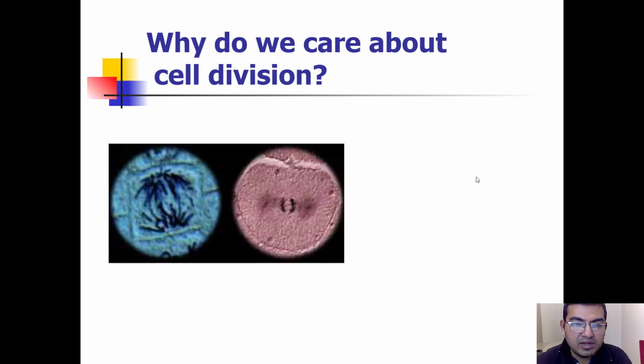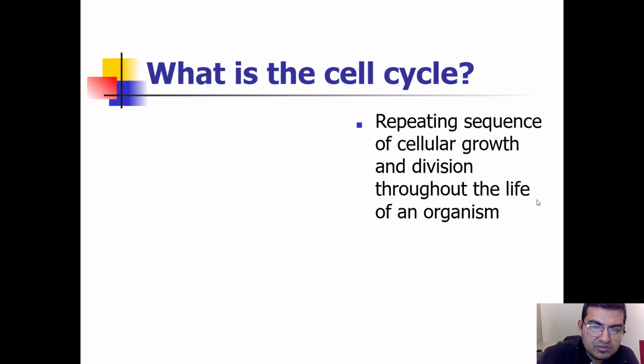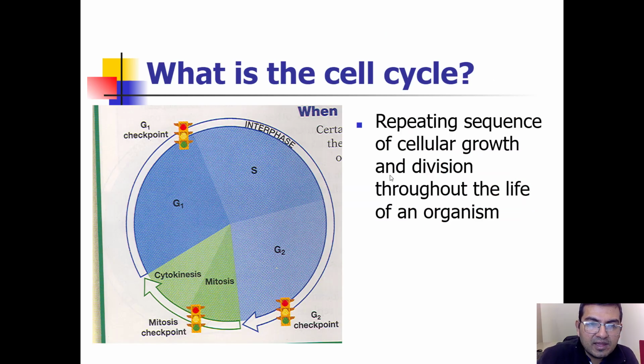Why do we care about cell division? Because cell division is the process of reproducing cells. This occurs during the growth, repair, and development of the tissues. How the cell cycle looks, we can check from this particular diagram. It is a repeating sequence of cellular growth and division throughout the life of an organism.